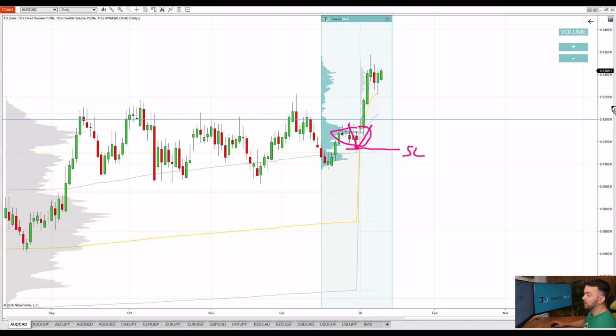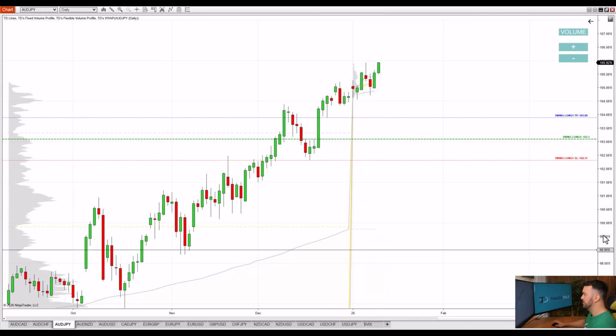And again, what I like to do is trade with a risk reward ratio of at least 1 or better. So take profit will need to be at least somewhere in here or even higher. All right. So that's for the Australian dollar, Canadian dollar. And the next one, that's the Australian dollar, Japanese yen.